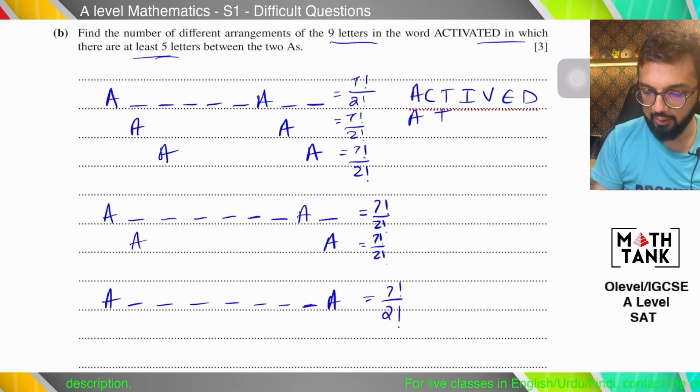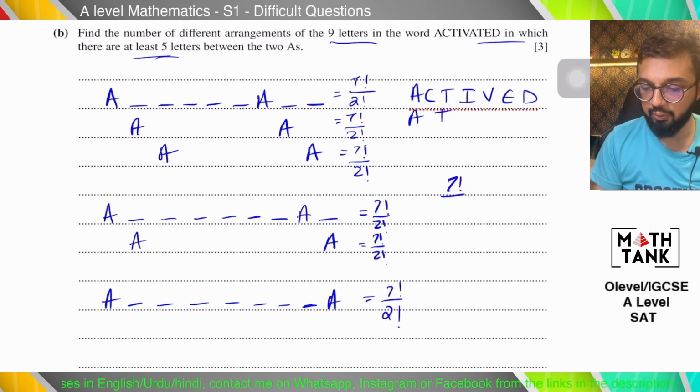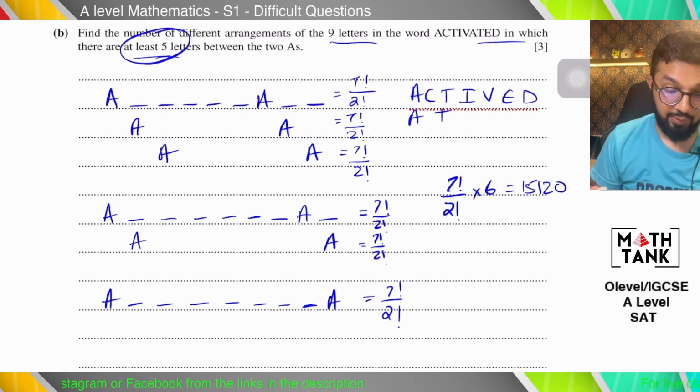There are lots of cases. 1, 2, 3, 4, 5, 6, 6. Okay, yeah. 7 factorial over 2 factorial into 6. That gives me 15120. So at least 5. I missed that earlier.